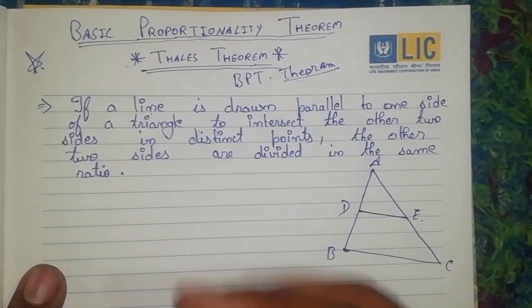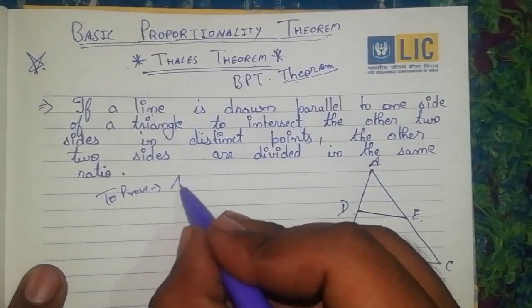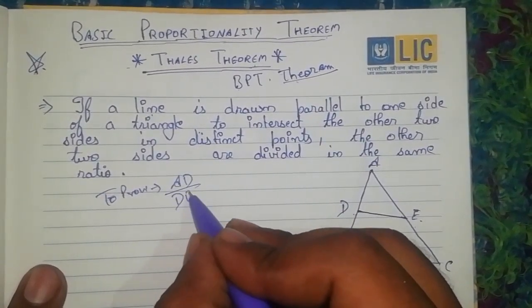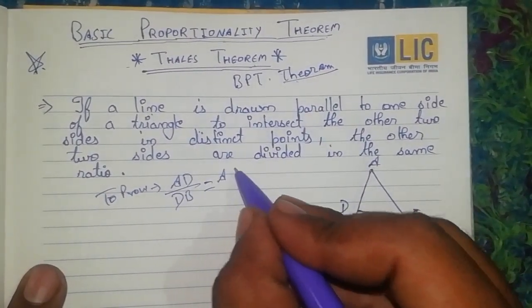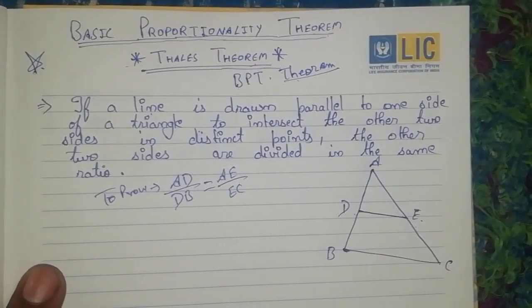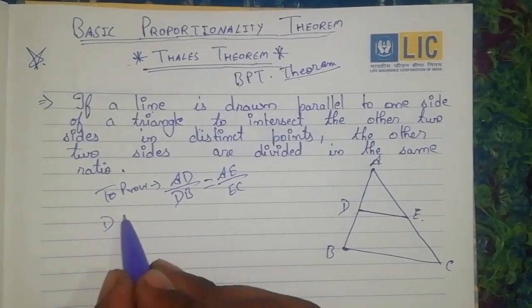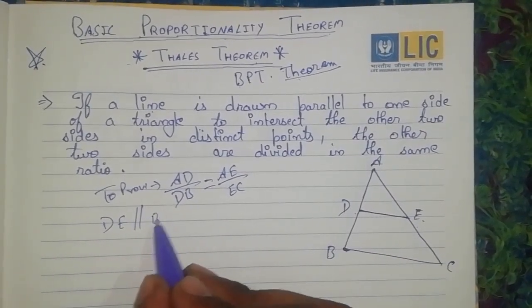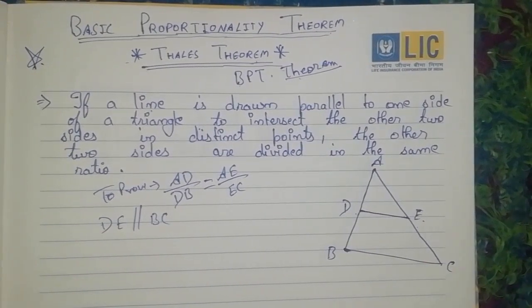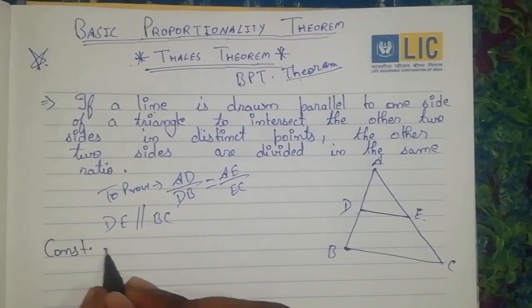So let me write here, to prove: AD upon DB is equal to AE upon EC. This is what we have to prove. First of all, what is given here is that DE is parallel to BC. So first of all we need to do a construction here.